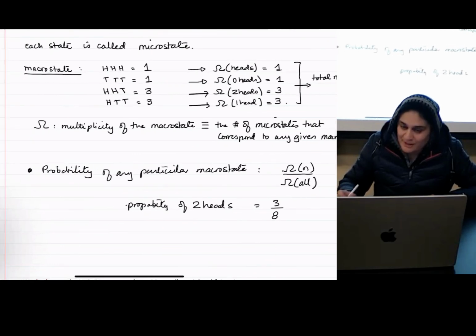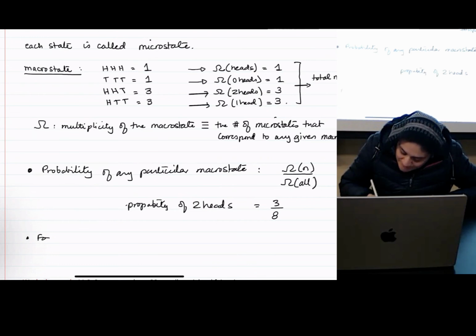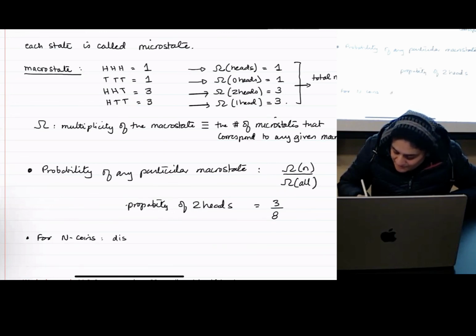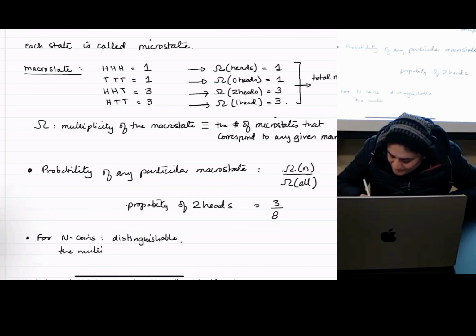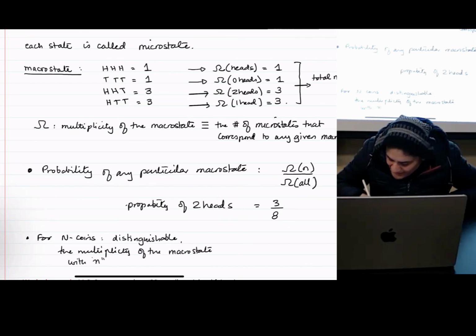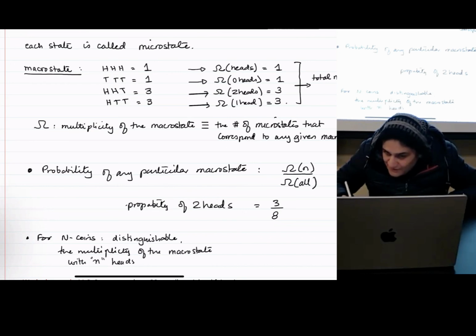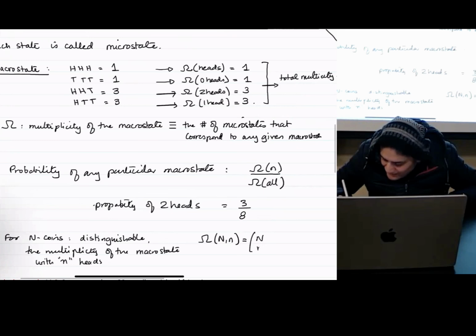So I want you to put this in a box. For n coins that are distinguishable, the multiplicity of the macrostate with n heads can be written as omega(n), or n factorial divided by n factorial times (N minus n) factorial.